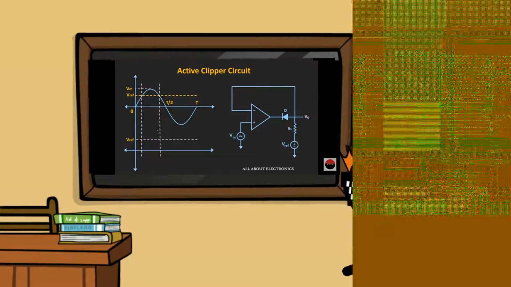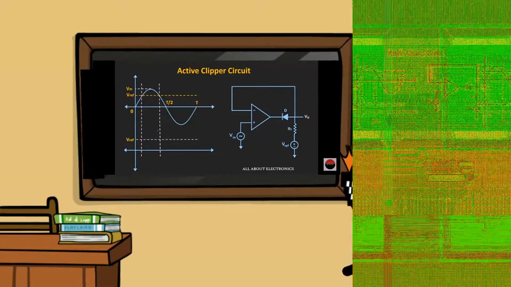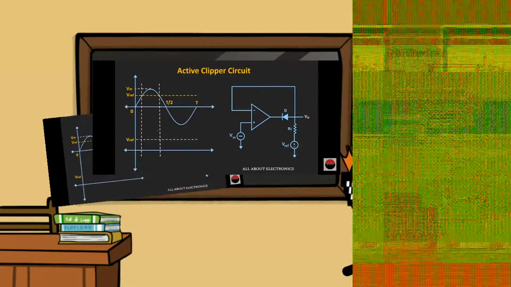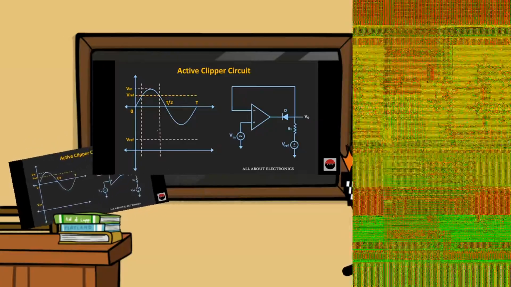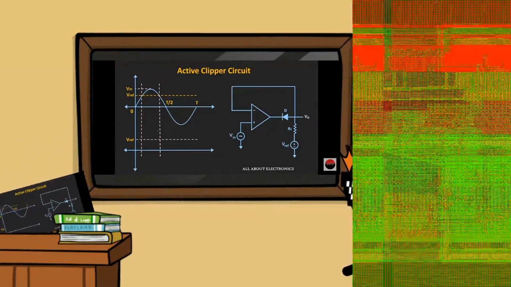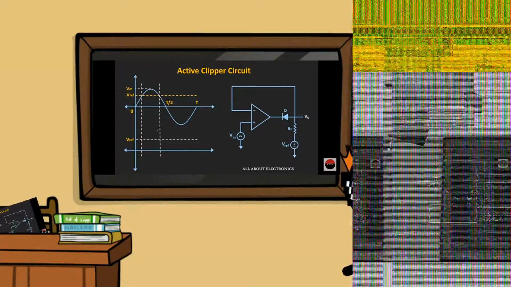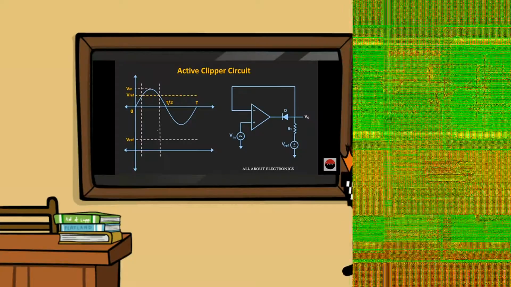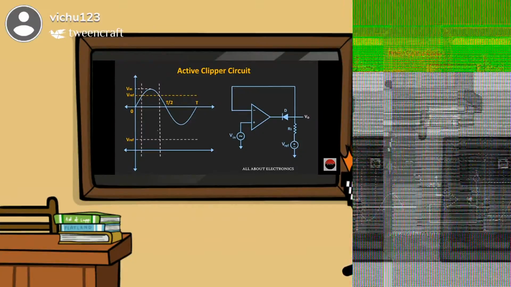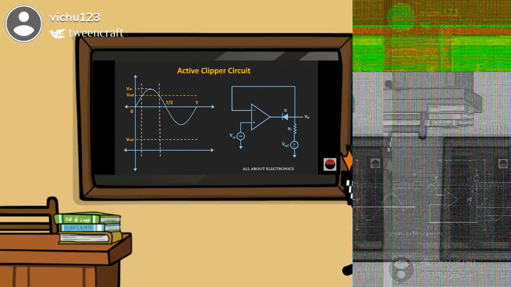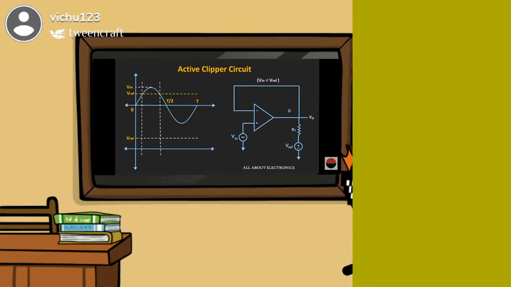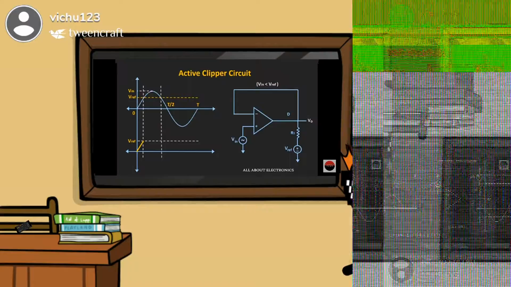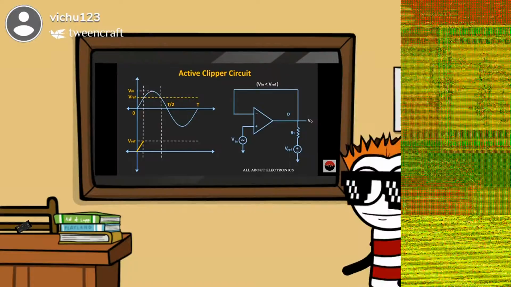When V reference is greater than the input voltage, in the non-inverting terminal we have VIN as an input, and in the inverting terminal we have V reference as an input. There is no voltage drop across the resistance, so the output of the op-amp will be minus Vsat. The diode conducts and acts as a short circuit. Here we replaced the diode with a short circuit, so the output voltage follows the input voltage.